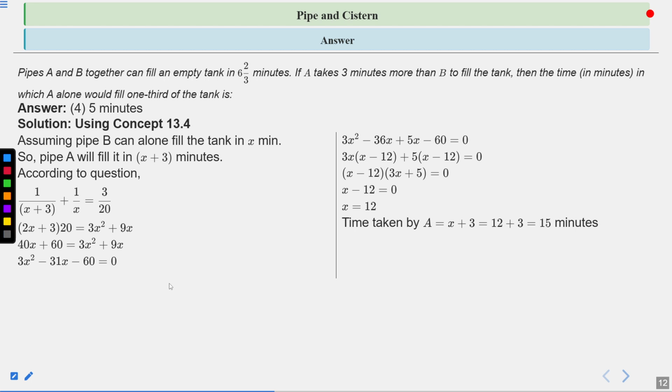Now the time taken by A is x plus 3, so it will become 12 plus 3, which is 15 minutes. Hence, for pipe A to fill 1/3 of the tank: the full tank will be filled in 15 minutes, so 1/3 will take 1/3 of the time. So 15 into 1/3 is 5 minutes. That's why the fourth one is the correct answer of this question. Next one.